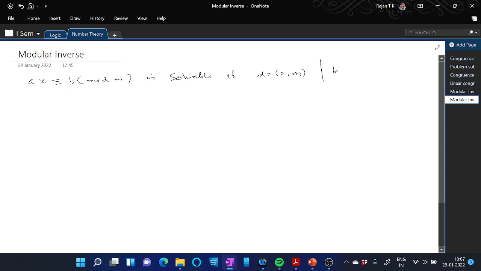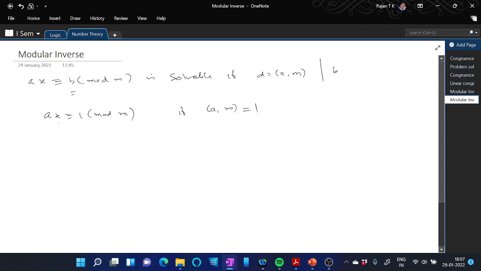Now let us take a special case of this linear congruence where b equals 1. That is, ax ≡ 1 modulo m. By the same argument it is solvable if (a, m) divides b, that is 1, that is, if (a, m) is equal to 1. So consider the linear congruence ax ≡ 1 mod m with (a, m) equal to 1.